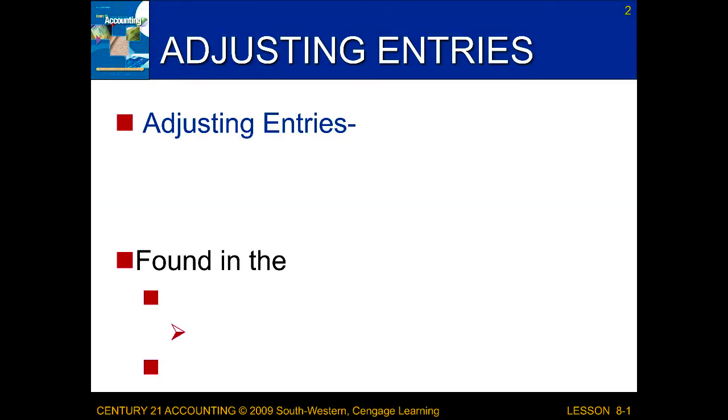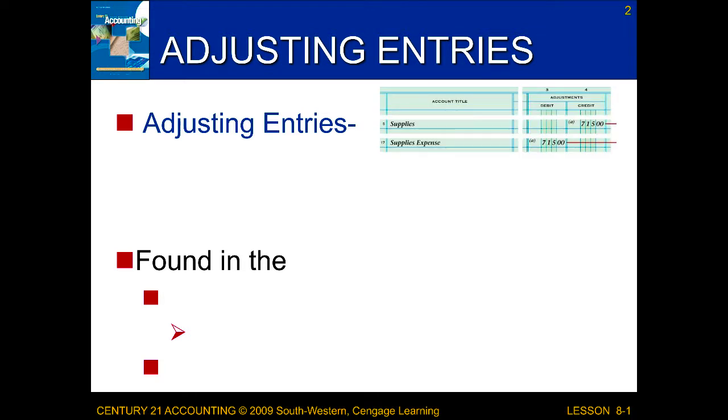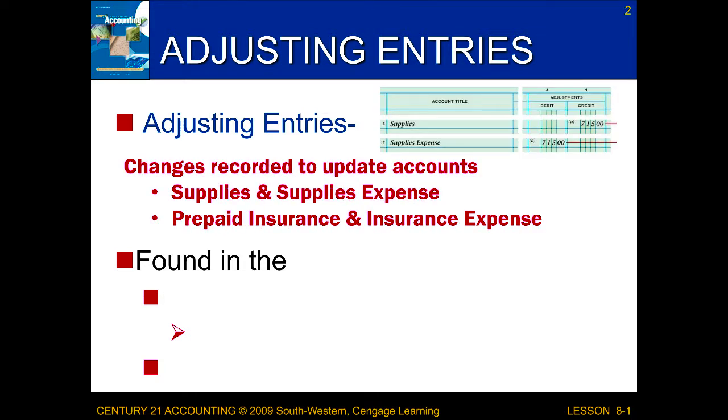So at this point, we've finished our entire accounting cycle, but we do have to go back and do something with those adjusting entries. Now, if you can't remember way back to chapter 6 when we did adjusting entries, those looked like this, and they were the changes that we recorded in our worksheet to update our accounts, specifically supplies and supplies expense and prepaid insurance and insurance expense.